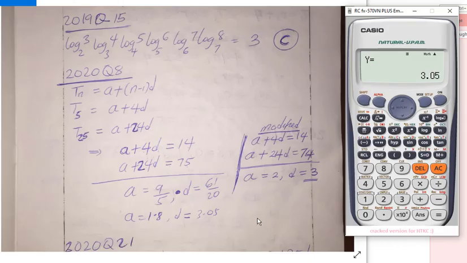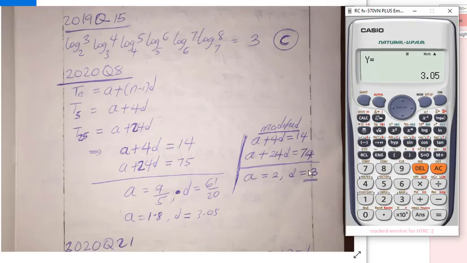You will see that actually there is no 1.8 and 3.05 in the options, but then I think there's a mistake in that question. This is what they are supposed to write. This 25th term is supposed to be 74. When I corrected it, I saw the answer in the options. Do you understand? It's not 75, it's 74. They made a mistake. So if you actually solve this one, you will get a to be 2 and d to be 3.